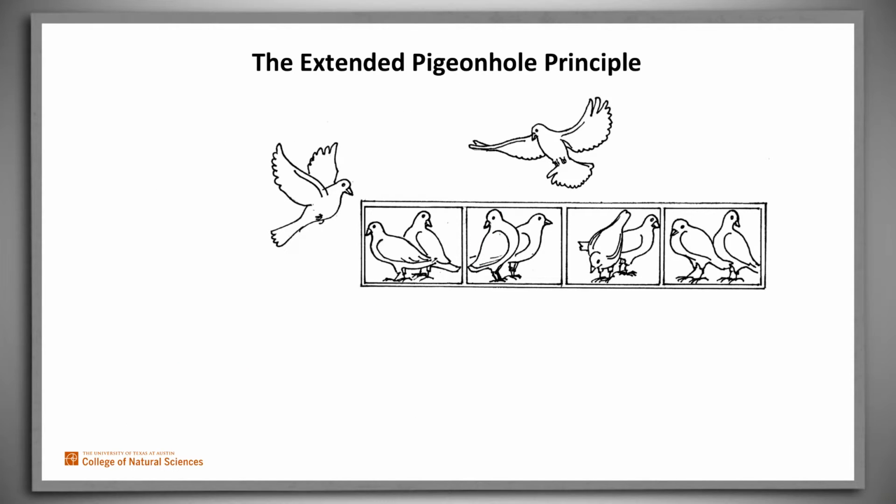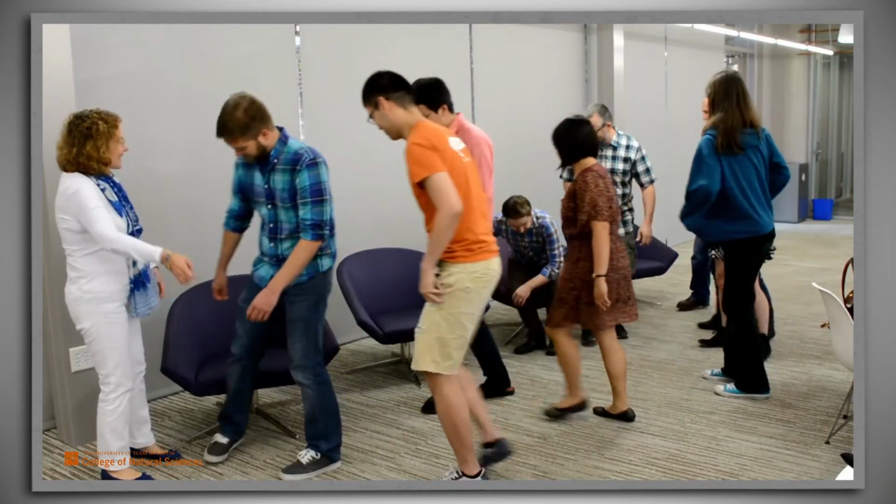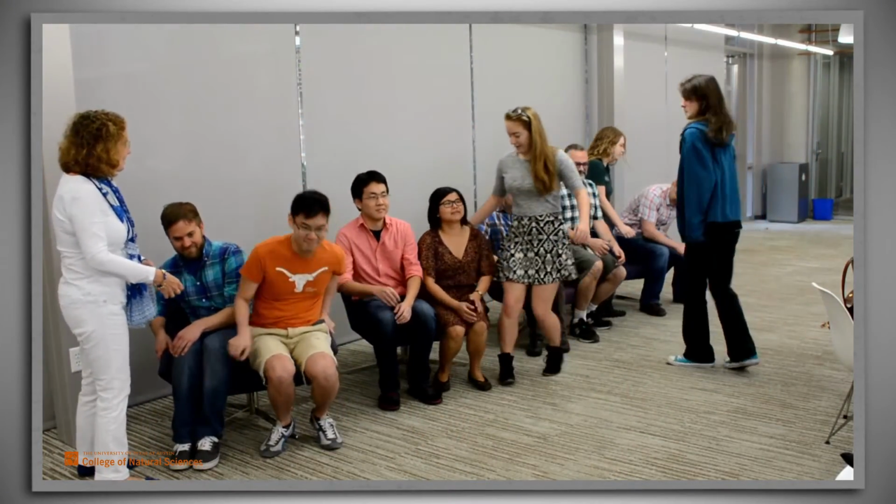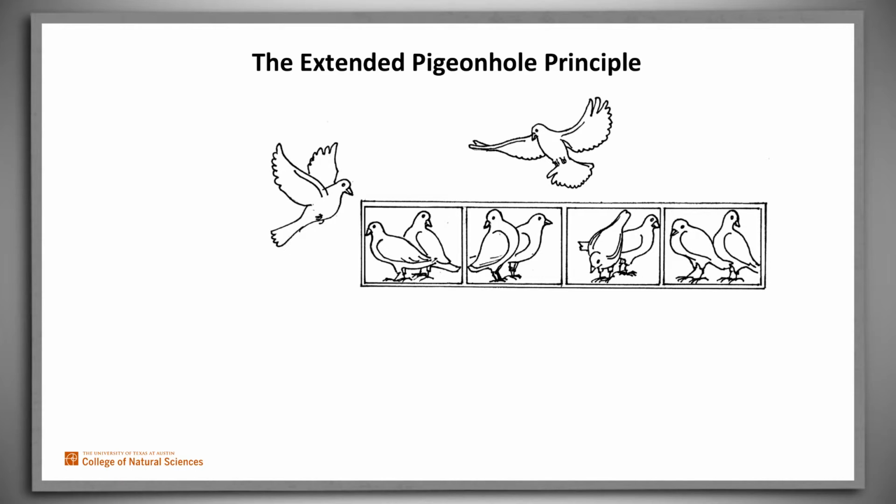Now let's return to the problem of students and chairs. What if there are even more students, as there are pigeons here? Okay, everyone sit down. Now there are more than twice as many students as chairs. There have to be at least 3 students in one of the chairs. We've just seen an example of the extended pigeonhole principle.